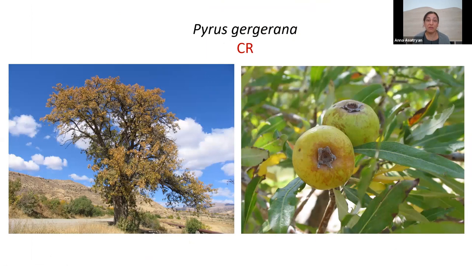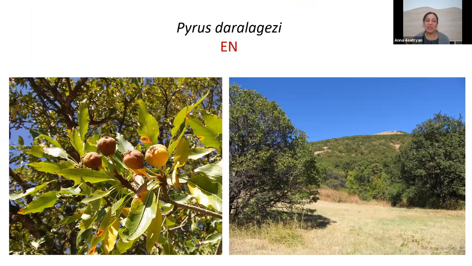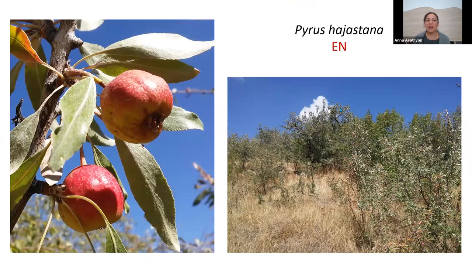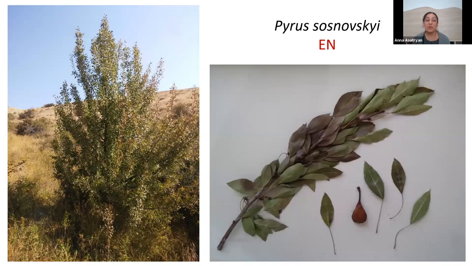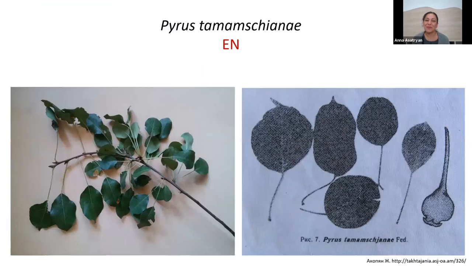I want to show you those 5 target species. Critically endangered Pyrus gergerana. Next, please. Pyrus daralagesi, a more mesophile species, which is found in forest glades and above the forest line. Next one, please. Armenian pear, or Pyrus hyastana, with reddish, very interesting fruits. It's found in dry areas, so you may see shrub-like forms of the species. Next one, please. And Pyrus sosnovskyi with very small leaves and small piriform fruits, rather tasty ones. And next, Pyrus tamamshiana. Next slide, please.